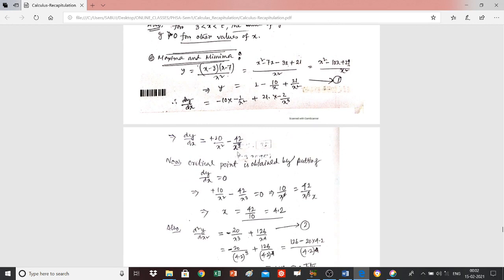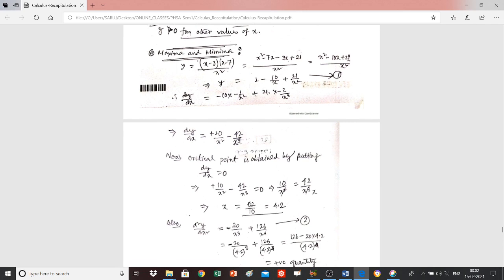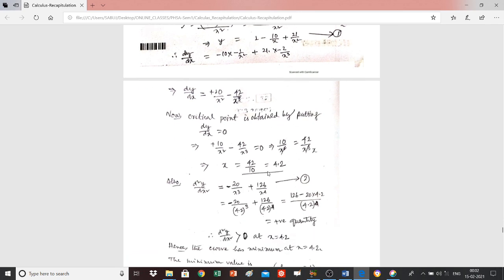Now at the critical point, you know that dy by dx is equal to 0. So just equate this to 0, and then calculate for x. X is equal to 4.2. It is calculated as 4.2. So the value of x is equal to 4.2 at the critical point.